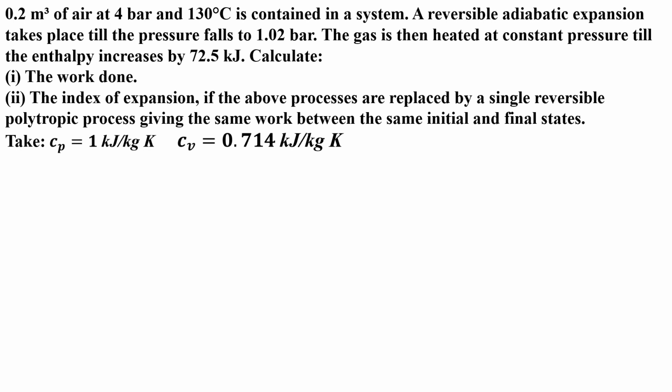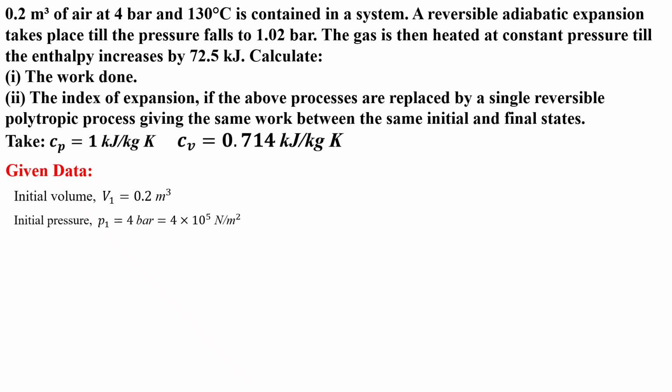So we have to write down the given data. It is given 0.2 meter cube of air. So initial volume V1, let's consider, is equal to 0.2 meter cube, and initial pressure P1 equal to 4 bar, which is equal to 4 into 10 to the power 5 Newton per meter square, and initial temperature T1 equal to 130 degrees Celsius, which is nothing but 130 plus 273, which is equal to 403 kelvins, and initially it is a reversible adiabatic expansion.